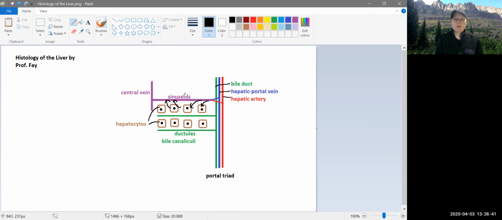As the sinusoids pass by all of these hepatocytes, they end up merging into central veins. The central veins merge into our hepatic veins. There's a right and a left hepatic vein. And then the hepatic veins merge into the inferior vena cava, and that goes back to our heart, right?